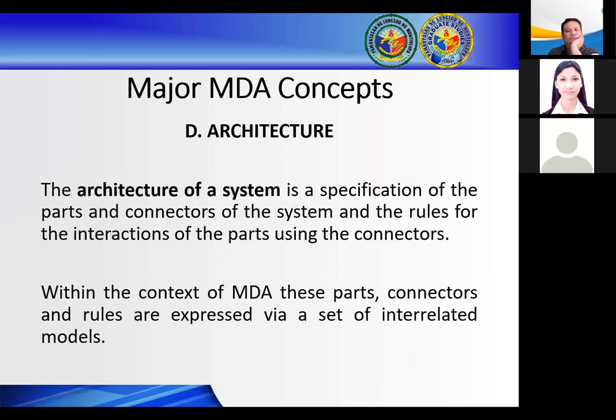The architecture of a system is a specification of the parts and connectors of the system and the rules for the interactions of the parts using the connectors. Within the context of MDA, these parts, connectors, and rules are expressed via a set of interrelated models.